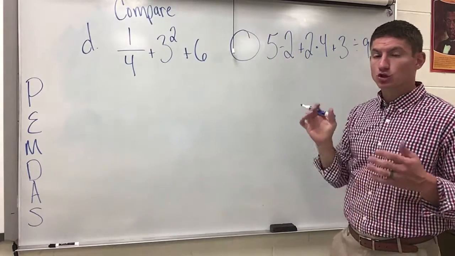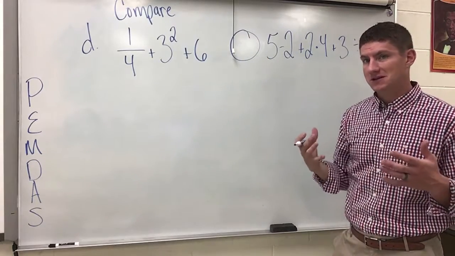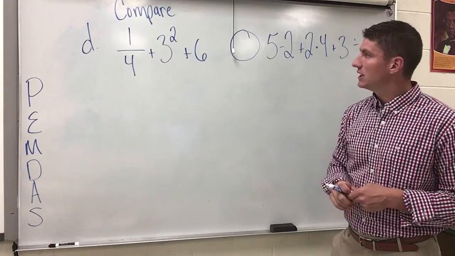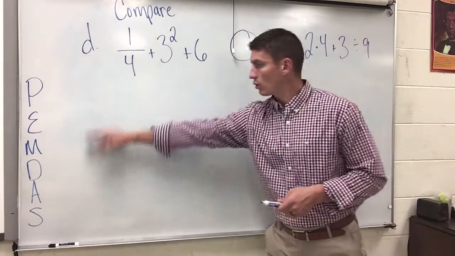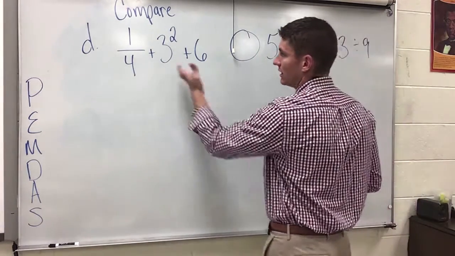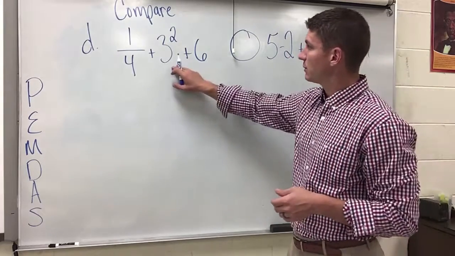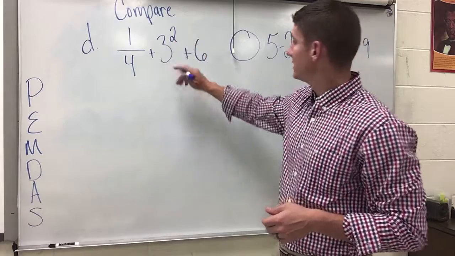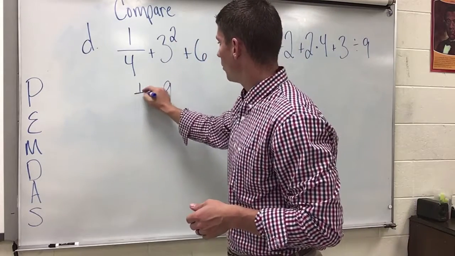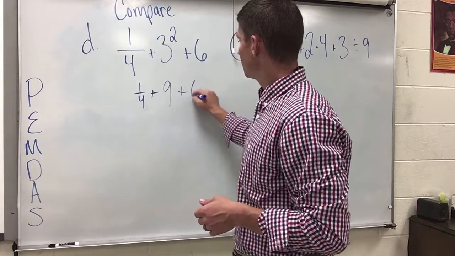We're going to break these into 2 separate problems and then use our comparison at the very end of each calculation. Again, using our order of operations, let's take a look at the left-hand side of the problem. There are no parentheses in this set, so we're going to start with our exponents. 3 squared, 3 times 3 is 9. And I've got 1/4 plus 9 plus 6.